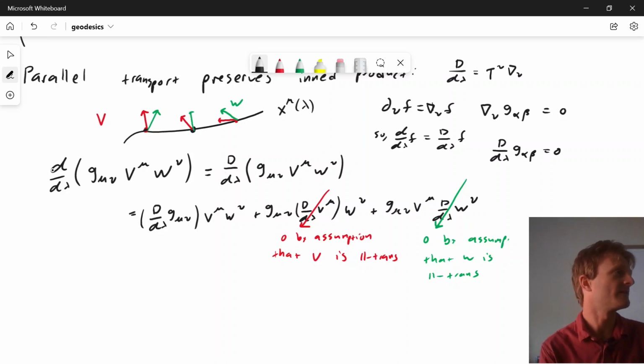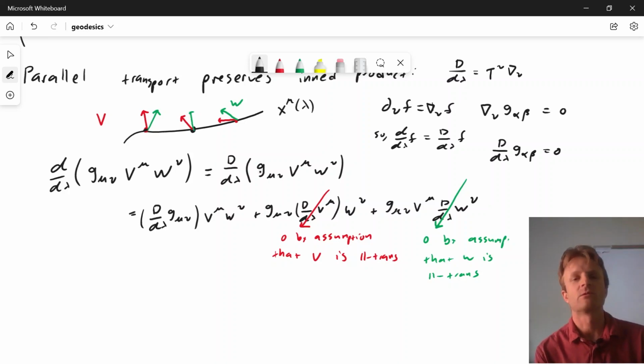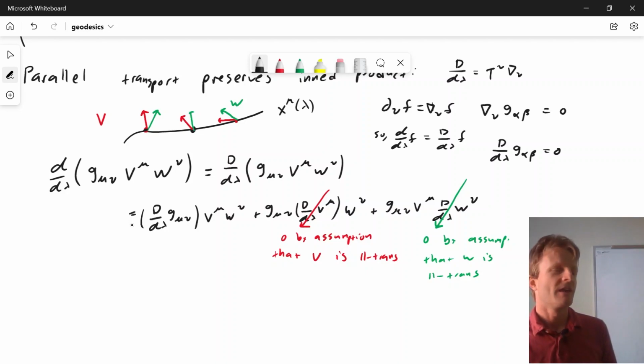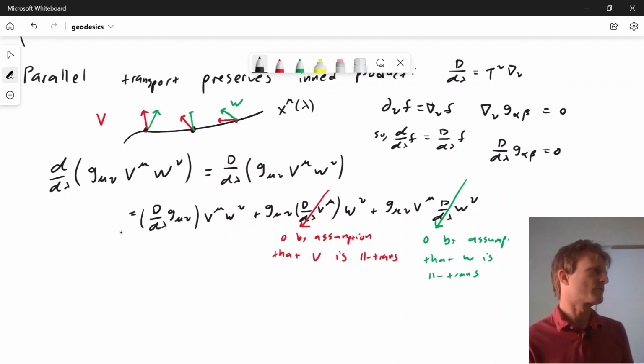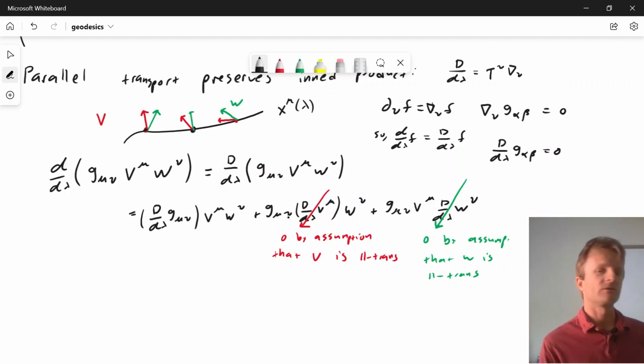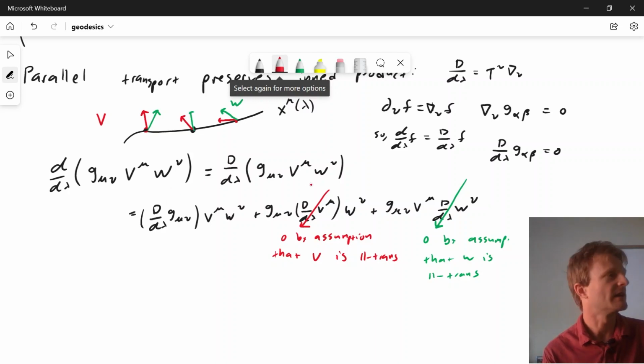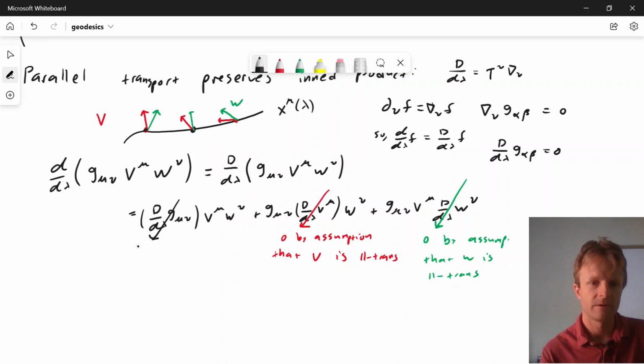So the first thing we needed to do at the beginning of the calculation was flip d by d lambda to big D, which we're allowed to do because it's acting on scalars. If we had left it as little d by d lambda, we could have used the Leibniz rule and expanded everything out, and then we would have had to dive into a mess of Christoffel symbols to see that everything actually vanishes. So the covariant derivative notation is much more convenient when you're doing general manipulations. So indeed, this is 0 by metric compatibility.